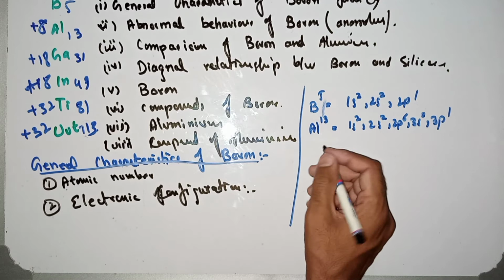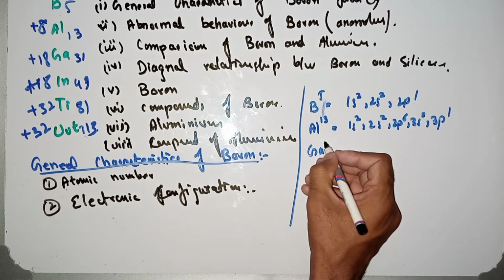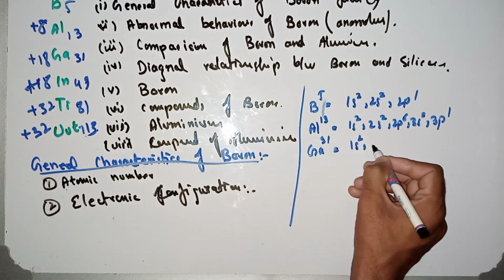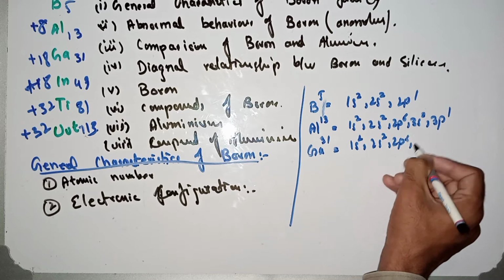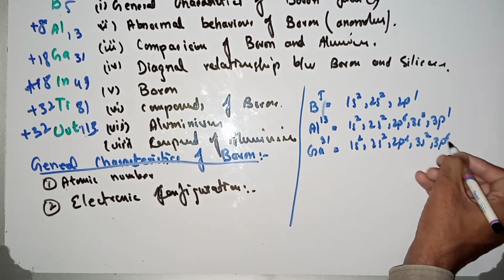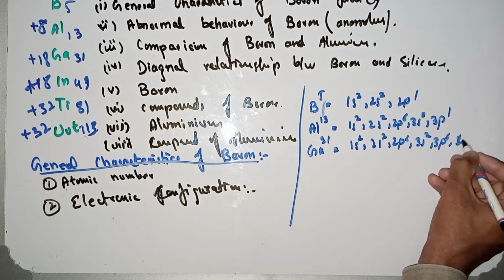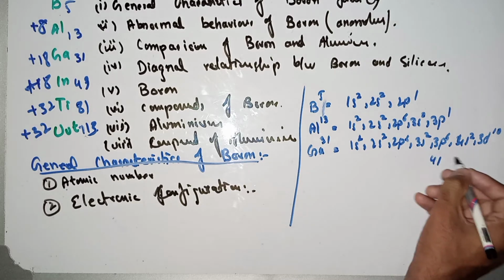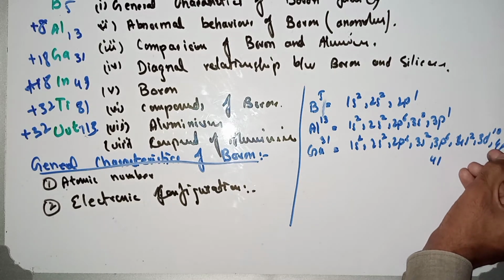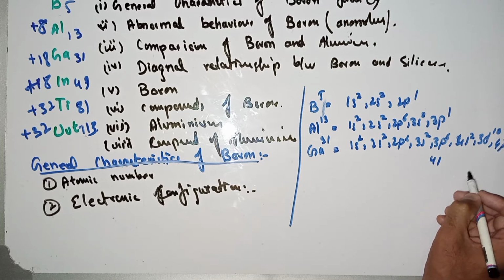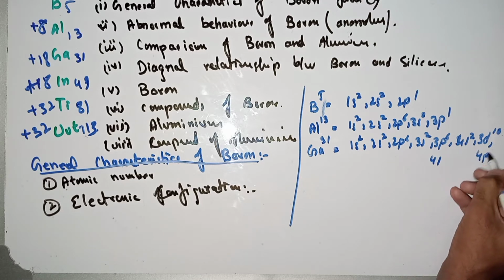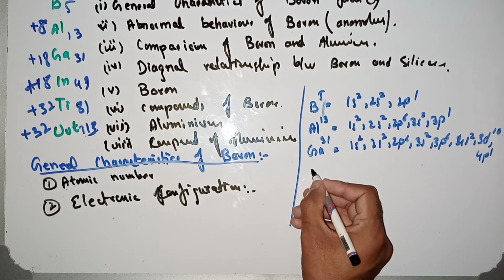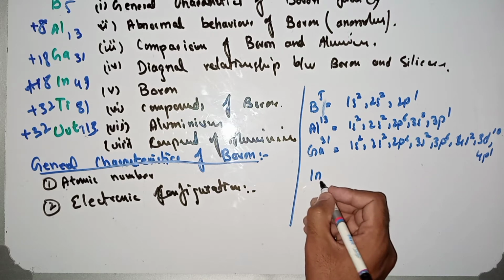The electronic configuration of gallium, which has atomic number 31, becomes 1s2, 2s2, 2p6, 3s2, 3p6, then according to Hund's rule, 4s2, 3d10, 4p1. These are the electronic configuration of gallium.